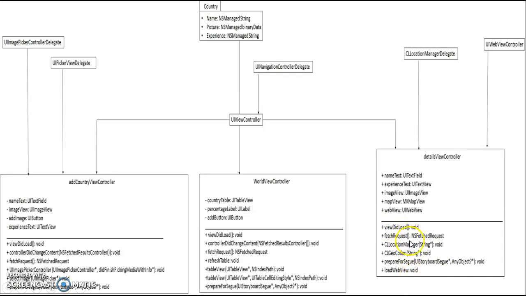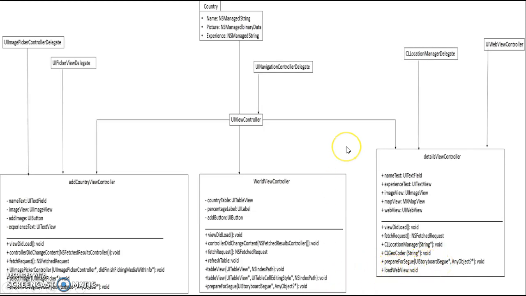And again, view did load, fetch request for core data. There's CL location manager and then CL geocoder. That's for the map view and allows the user to geocode and find where the country is in respect to the rest of the world. There's prepare for segue. This is used if you want to change the information there. So if you want to change the name of the country or the experience that you had, that's what prepare for segue is for.